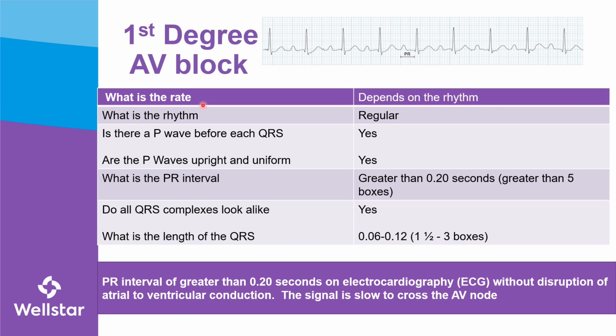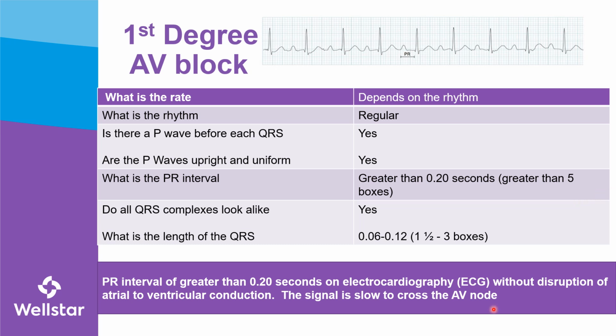So if you look at the strip here, you'll see where the PR interval is prolonged compared to other rhythm strips that we've seen. So by definition, this is a first degree AV block because that PR interval is greater than 0.2 seconds, or it's greater than 5 boxes. Do all QRS complexes look alike? Yes. What is the length of the QRS? It's a normal narrow complex QRS that is between 0.06 and 0.12 seconds.